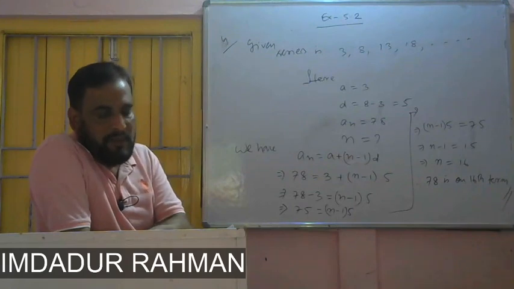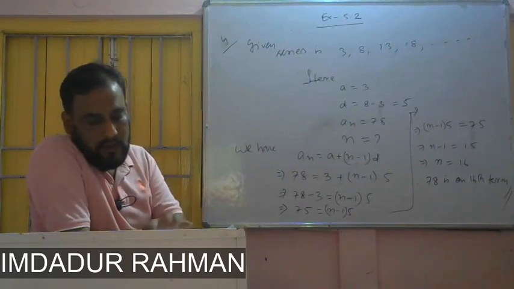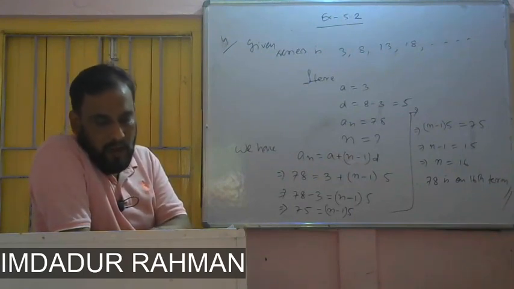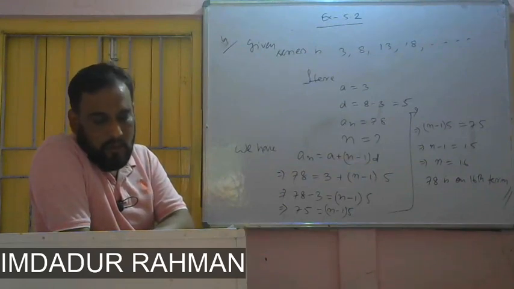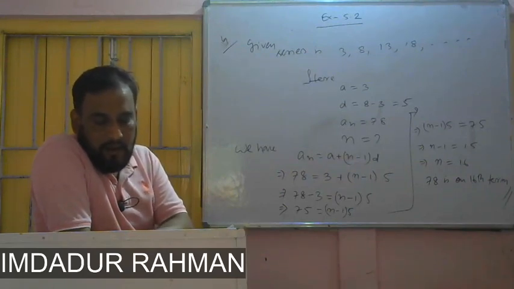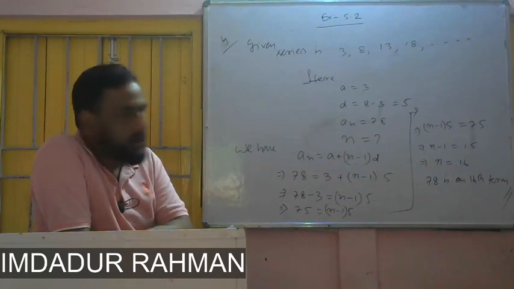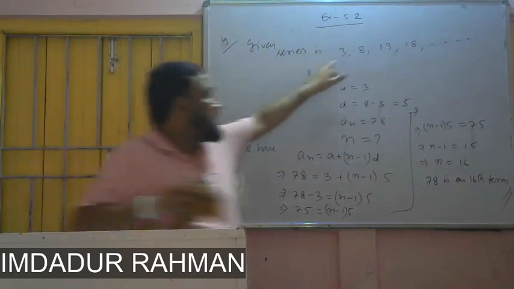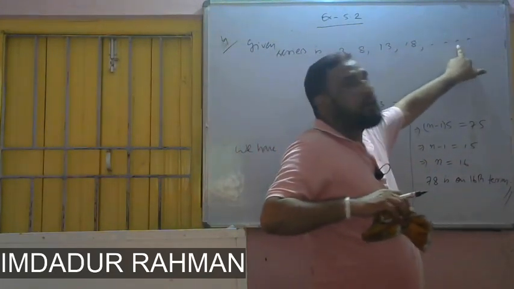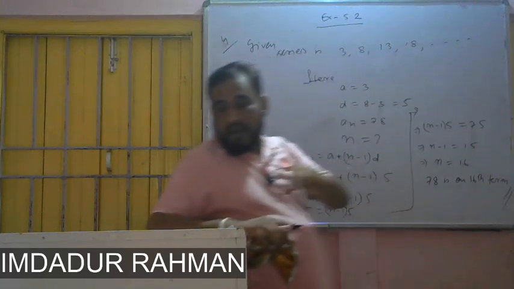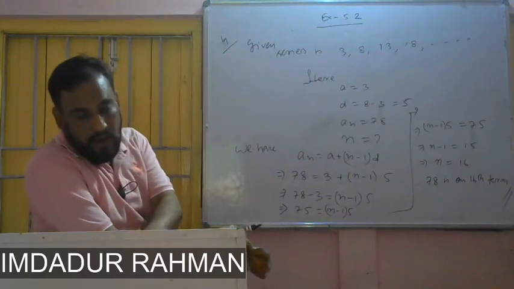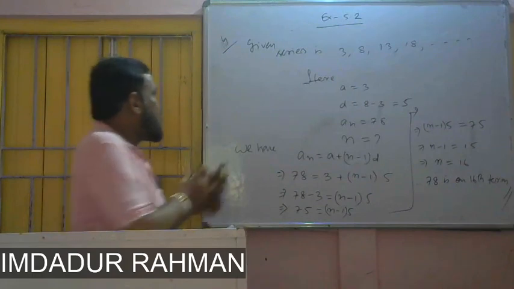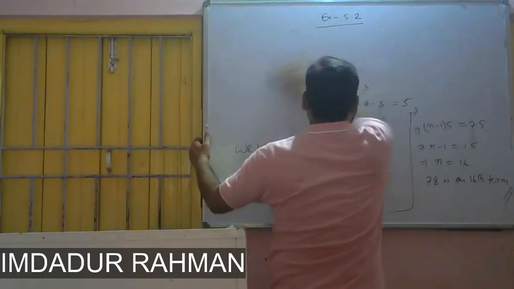Question number 5 has 2 sums. We will solve one here and one will remain as homework. Same sum: find the number of terms in each of the following APs. You see, this is a series which has a last term. The other is a series having no last term, that is a continuous series. And here is a discontinuous series. We will now write a discontinuous series. Question number 5, Roman 1.